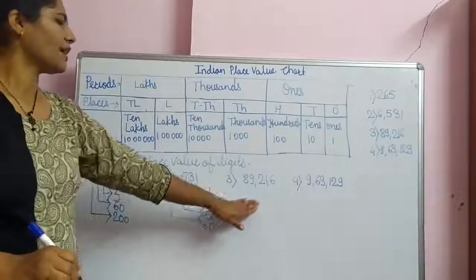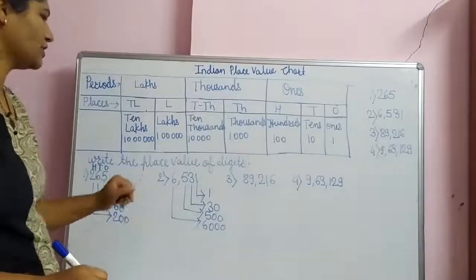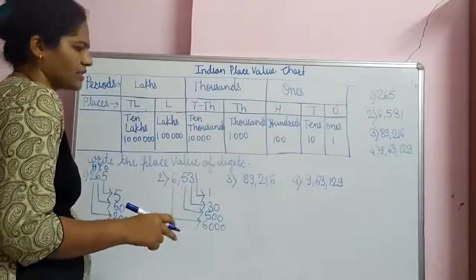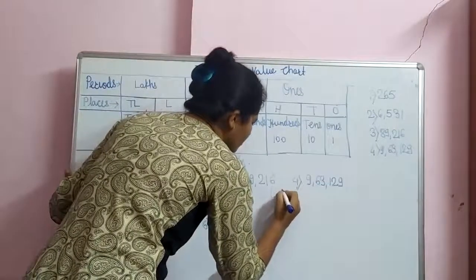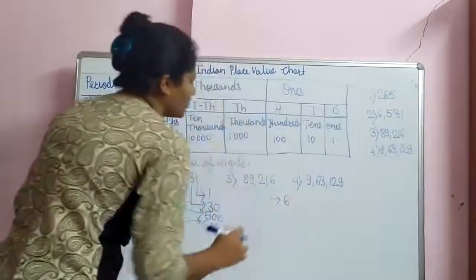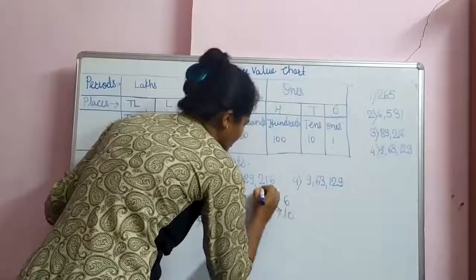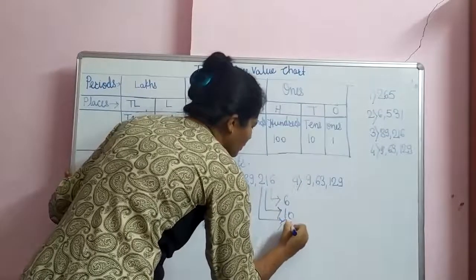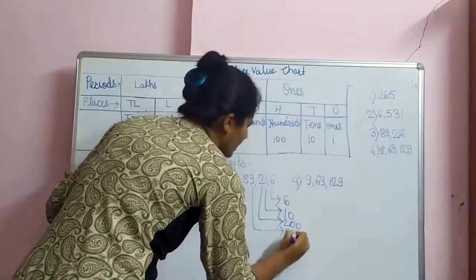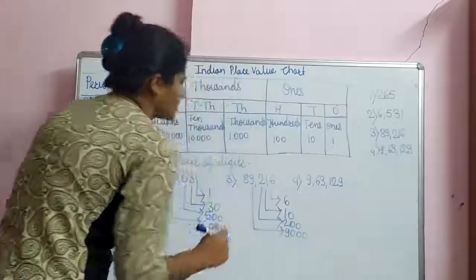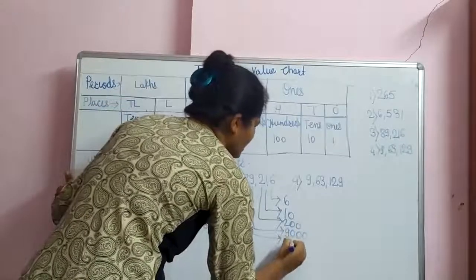Now we will see 5-digit numbers, 6-digit numbers and 7-digit numbers. So how to write the place value for each digit for a 6-digit number, 7-digit number. So first one, this is the first 6. What is the value of it? 6. Then what is the value of this one? The place value of it is 10. Then next is 200. Next is 9,000. What is the place value of this 8? It is 80,000.